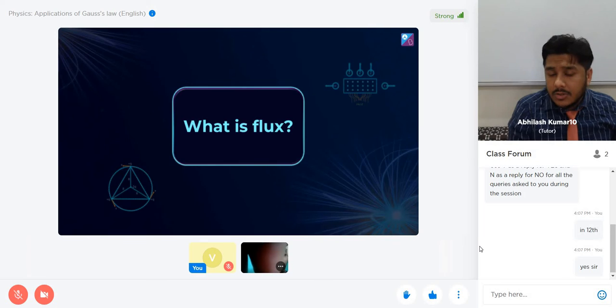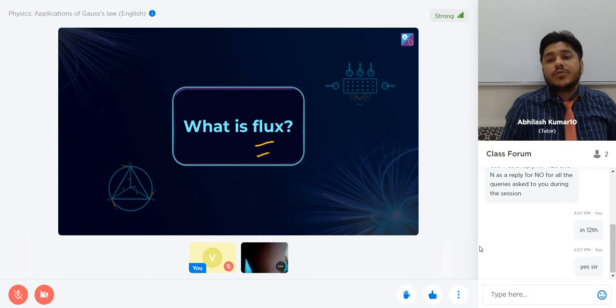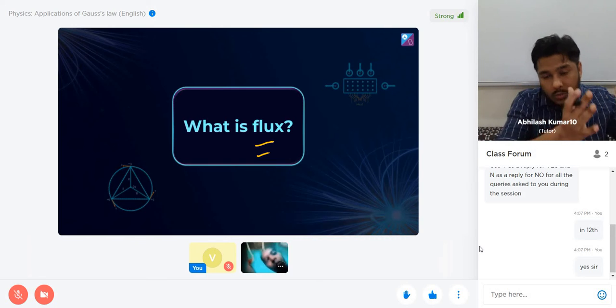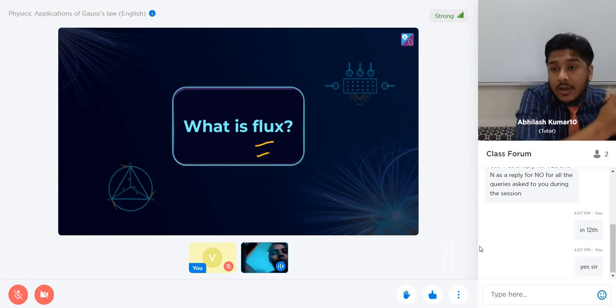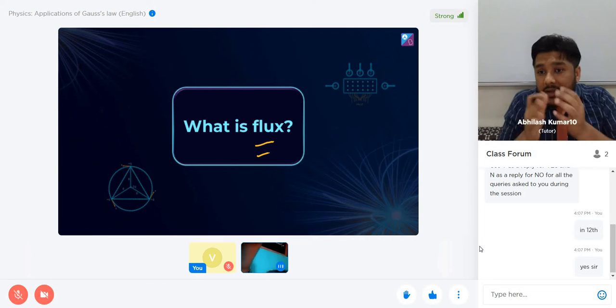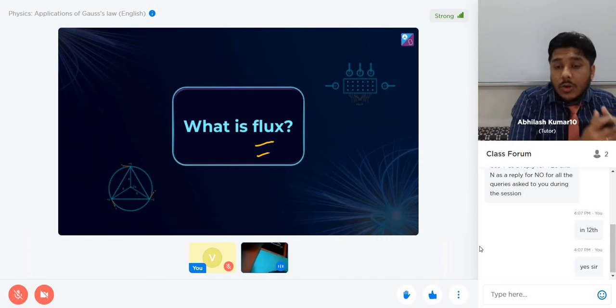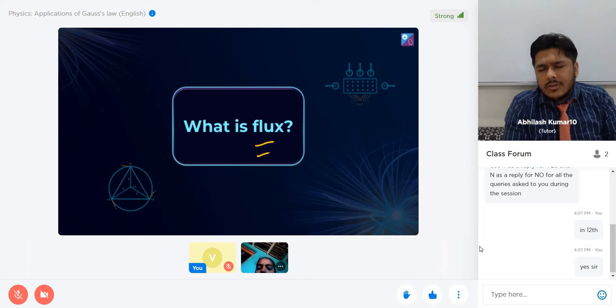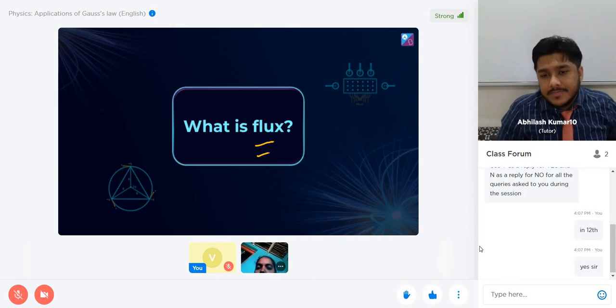So let me start with the theoretical portions here. The very first theory we need to understand is flux. What is flux? Flux is a very general concept. You might think that it is only linked to electricity. When flux is related to electricity, it is called electric flux. When flux is related to magnetism, we call it magnetic flux. When it is related to water, it is called water flux, or liquid flux. When it is related to air, it is called air flux, or you can generally term it fluid flux.